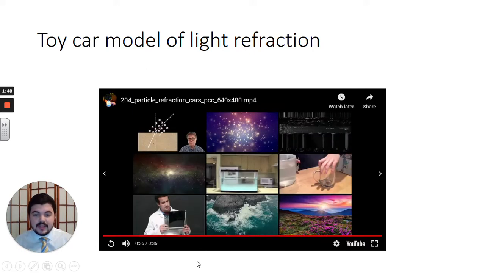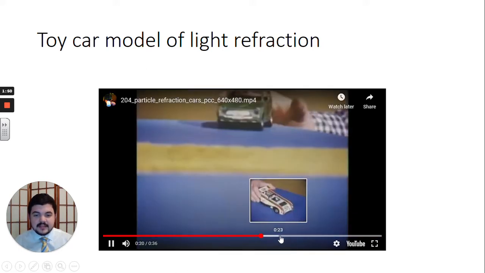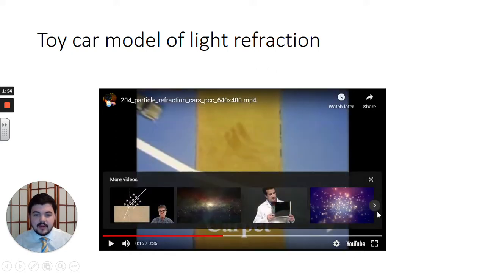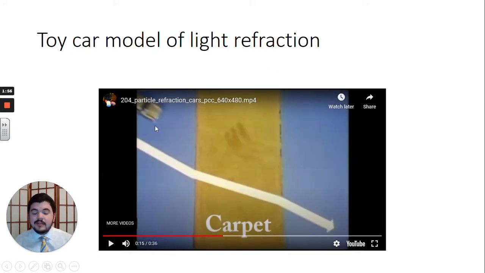All right, so in that we could see that when the car goes into the carpet, the right wheel catches before the left wheel and it makes a turn toward the normal. And then when it leaves, the right wheel sticks around longer and it makes that turn back in the same direction as propagating before. Light behaves similarly.